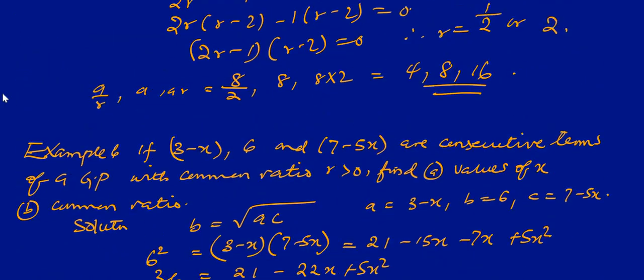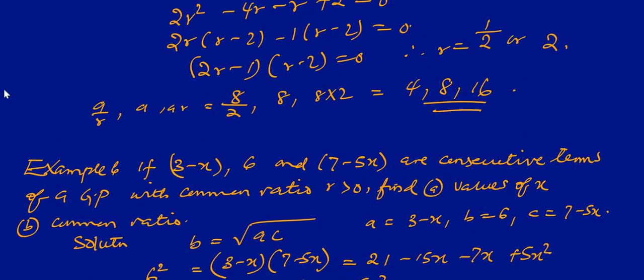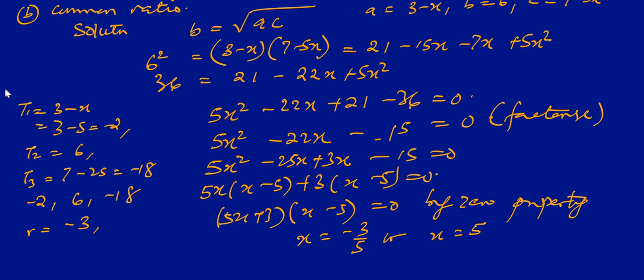So the values of x are gotten. These are how it goes. Thank you for listening. If you have any problem or any question on the solution, you can ask. Finally, R is equal to the common ratio, that is the B part of the problem. The common ratio is minus 3.